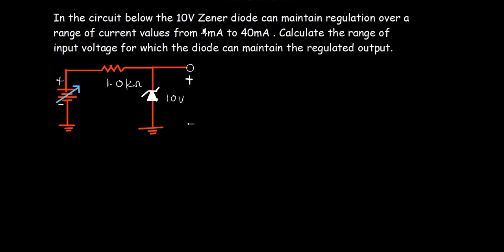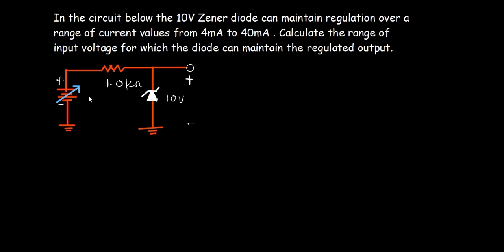Okay, so you see that the Zener diode is rated to be a 10 volt Zener diode, and then it can maintain this 10 volts over current values ranging from 4 milliampere to 40 milliampere. So you should calculate the range of input voltage which will still cause the Zener diode to maintain this 10 volts, given this resistor value to be 1 kilo ohm.